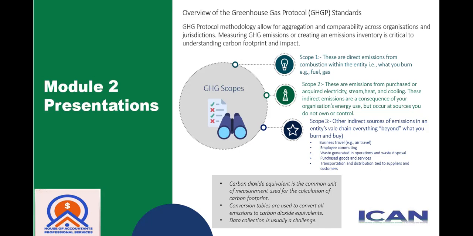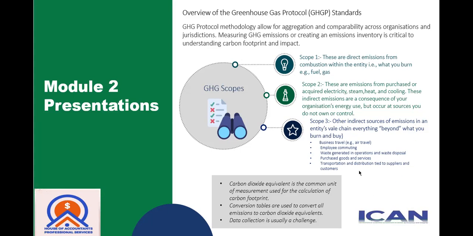Then scope 3 is talking about other indirect sources of emission in an entity's value chain, everything beyond what you can burn or buy. For example, we have business travel. Even if you don't even travel out of Nigeria, as long as the airplane is flying over, or your managing partner is traveling from Lagos to Abuja, as long as you are part of that plane, there's going to be a certain gas or emission released through that airplane. You are going to be part of that. Then employee commuting, waste generated in operations and waste disposal, purchased goods and services, transportation and distribution tied to suppliers and customers. I believe I'm making sense.